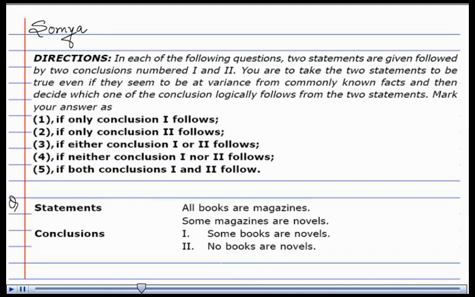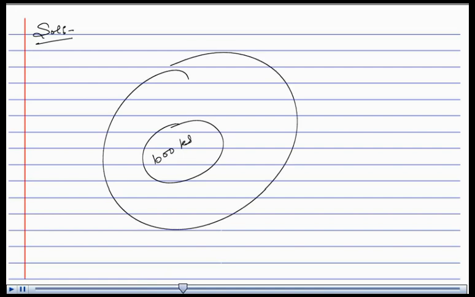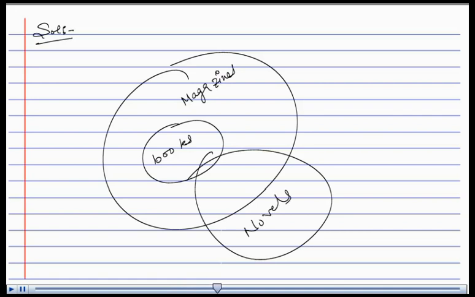And the question is, for the solution, statement 1 says all books are magazines. That means all the books are magazines. Some magazines are novels. Now, some magazines are novels. Now for the conclusions. Some books are novels.